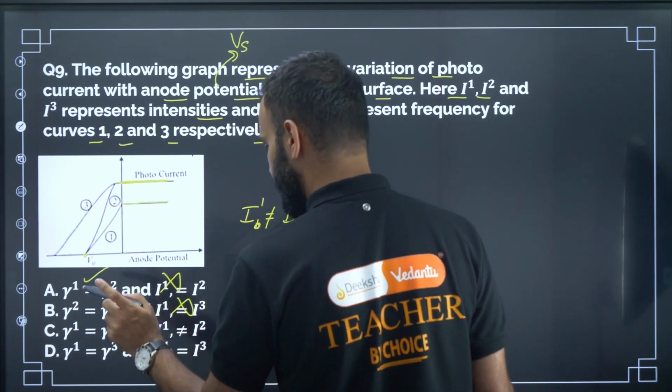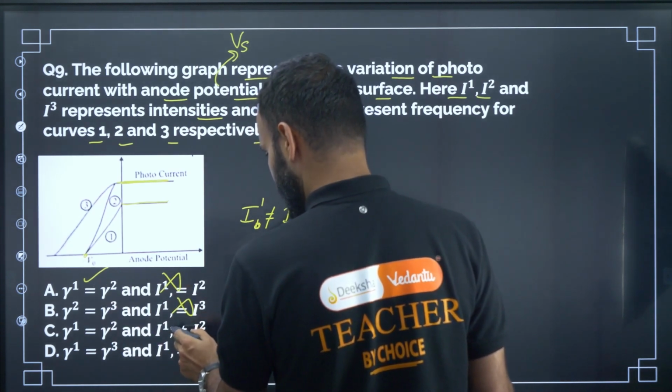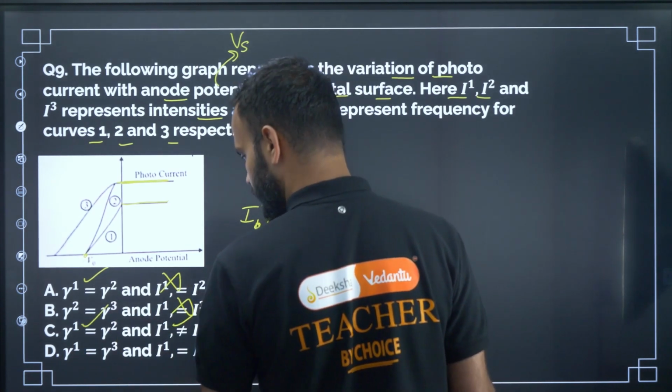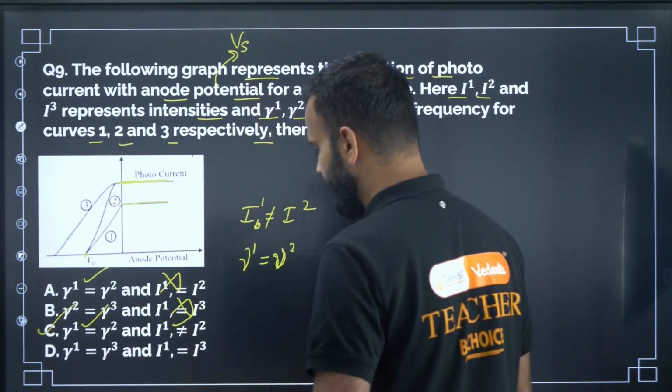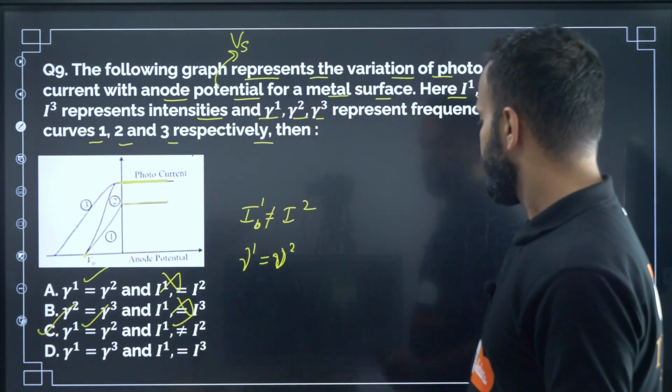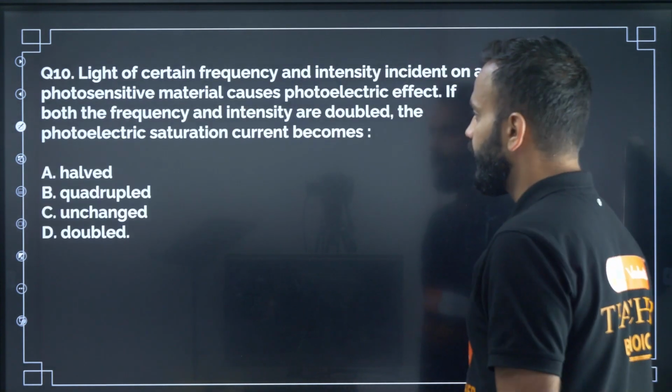Here I1 equal to I3, given, wrong. I1 equal to I2, correct. Gamma 1 equal to gamma 2, correct. So option C is the correct answer. Next question, question number 10.